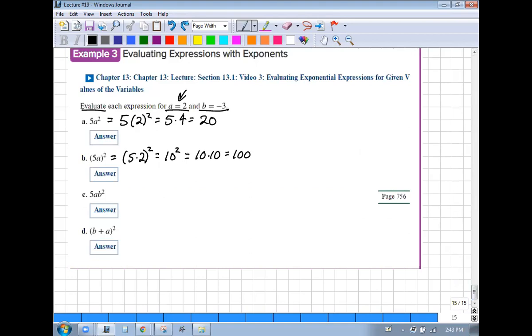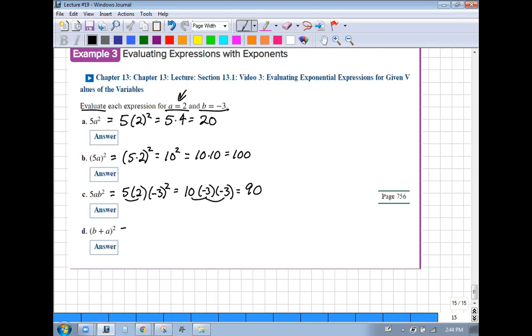So this one is 5ab squared. So they said that a is 2, and they said that b is -3. So 5 times 2 is 10. And then this -3 squared is -3 times a -3. A minus times a minus is positive. 10 times 3 is 30. Times 3 is 90.